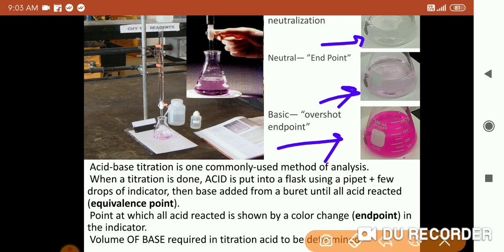But now, as all the acid is neutralized by the base, the acid present in the conical flask below is used up. So whatever base is added now is overshot, over added, and those OH minus ions which become extra in the solution can be shown by using the color indicator present there, that is the phenolphthalein indicator.